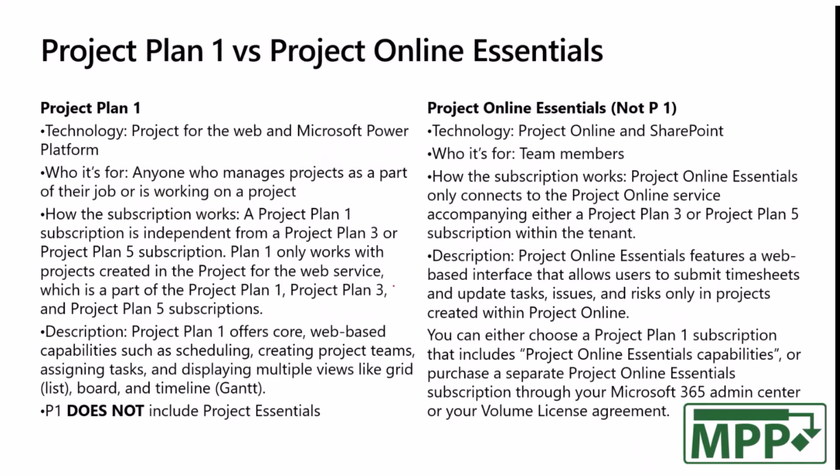Now, let's distinguish between this P1 license and what's known as Project Online Essentials, just so that we really understand the difference between the two. So P1 is Project for the Web. It is giving you that particular license. It's that subscription that is simply going to allow you to start to create projects. You notice it's saying a P1 subscription is independent from P3 or P5. So they don't work together.